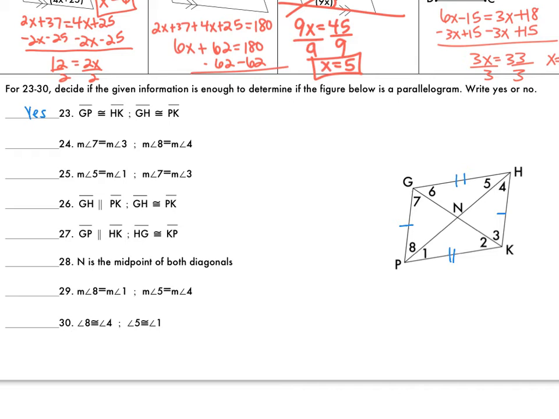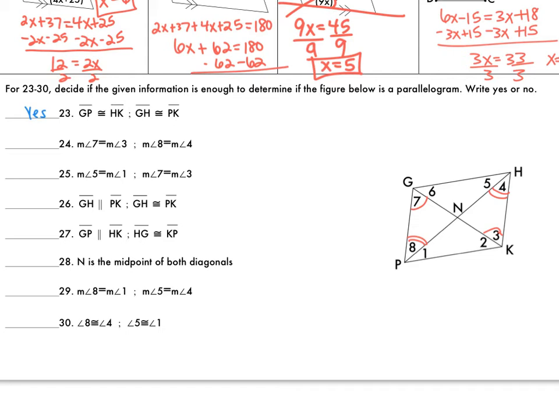All right, let's see if it'll let me erase here. Oh, yay. Okay, the next one. Measure of angle 7 is equal to measure of angle 3. So 7 and 3. And the measure of angle 8 is equal to the measure of angle 4. So you're actually using a converse theorem here of alternate interior angles.